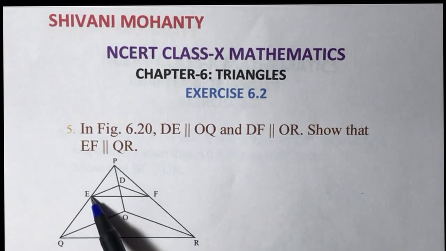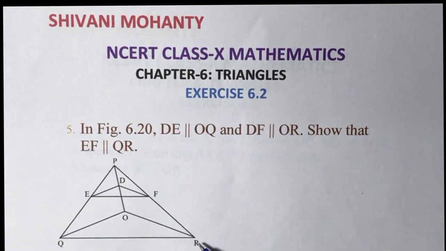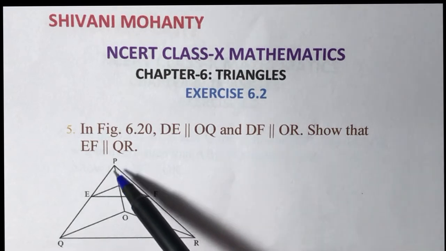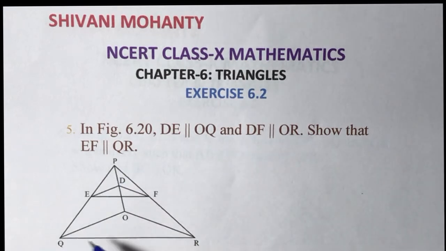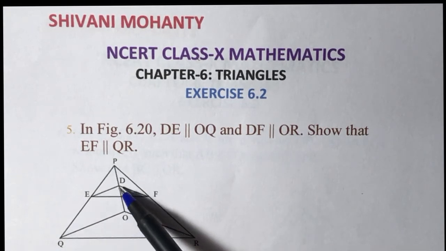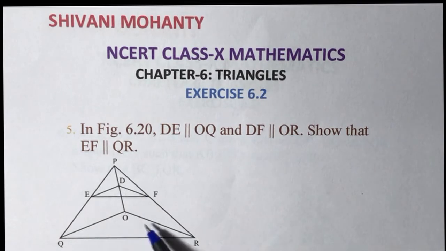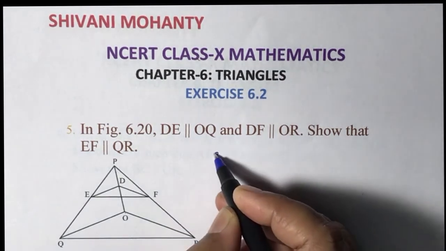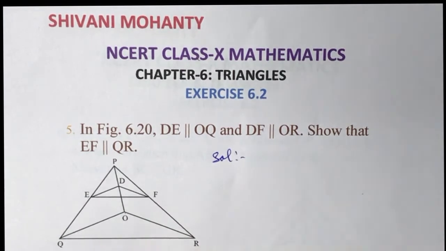So here you find that PQO is one face of the prism, POR is the other face, and the front face is PQR. DE is parallel to OQ, DF is parallel to OR, and you have to prove that EF is parallel to QR. So now let us start the solution. Okay, solution.